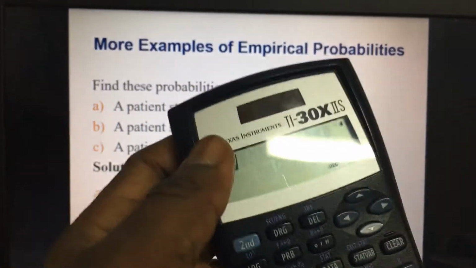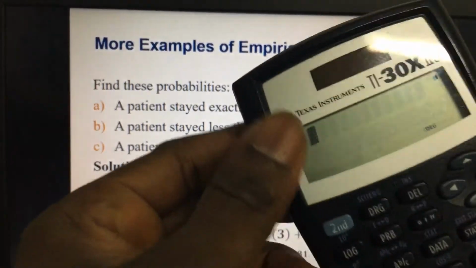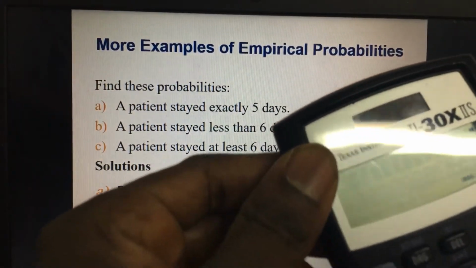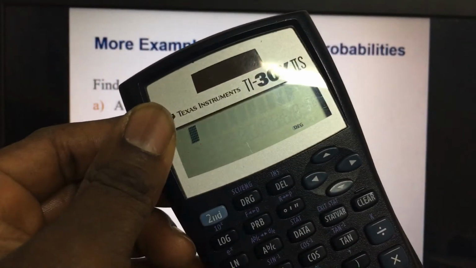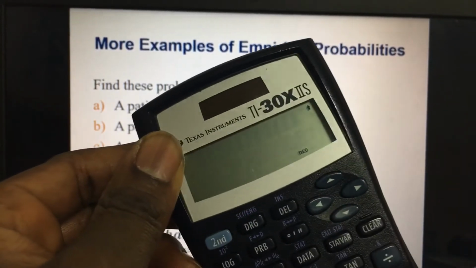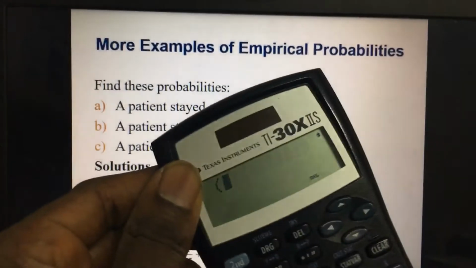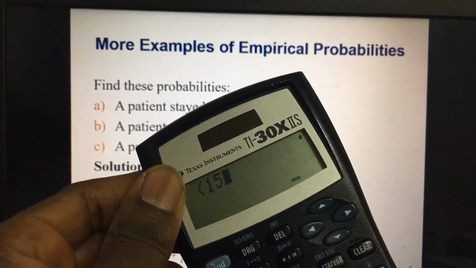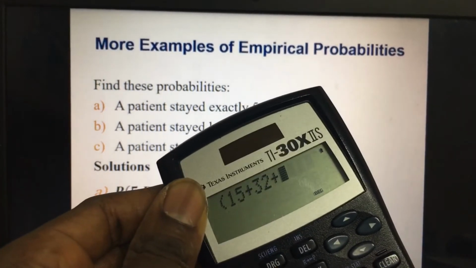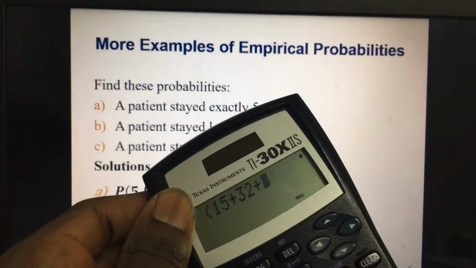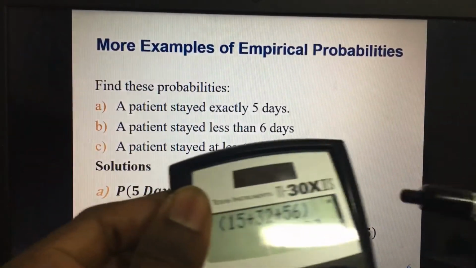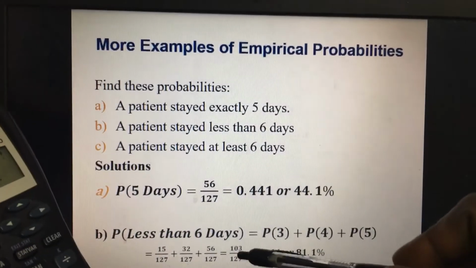From here, let me make it simple. 15 plus 32 plus 56, and that gives us 103 that we have here. You can see right here on the calculator, 103. Have it here as well.